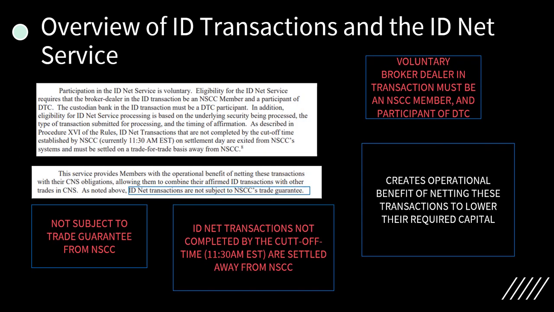Now, overview of the ID transactions and net settlement continued. Participation, of course, is voluntary. Now, eligibility, how you would be eligible to use this service: the broker-dealer in the ID transaction has to be an NSCC member and a participant of DTC. The custodian bank in the ID transaction must be a DTC participant. In addition, eligibility for ID net service processing is based on the underlying security being processed, the type of transaction, and the timing of affirmation.